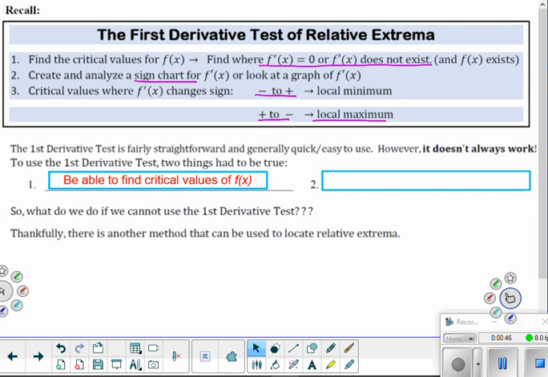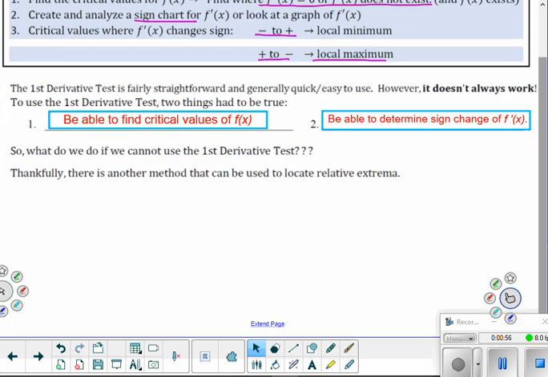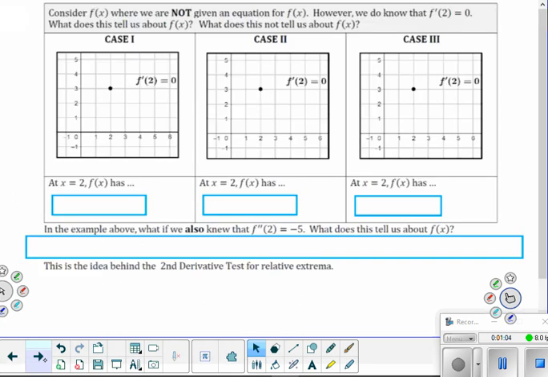To use the first derivative test, we needed two things to be true. We needed to be able to find the critical values of f of x, and we needed to be able to determine the sign changes on f prime of x. So what do we do if we cannot find or cannot use the first derivative test? There is another test to help us figure out if we have a relative min or max.